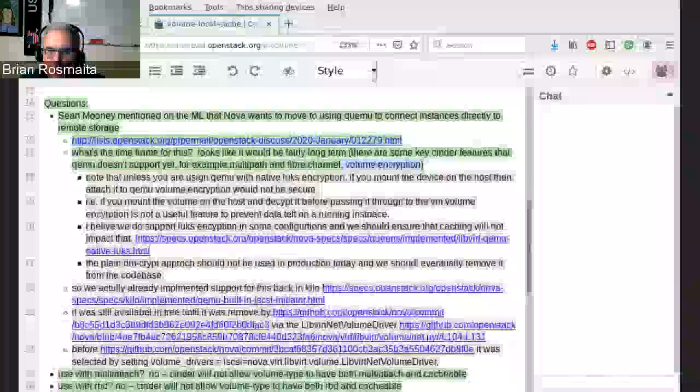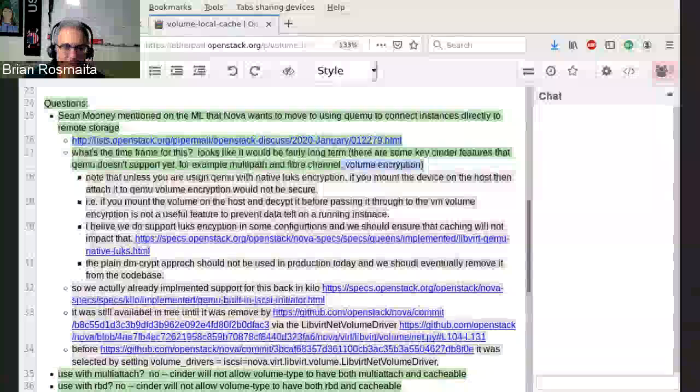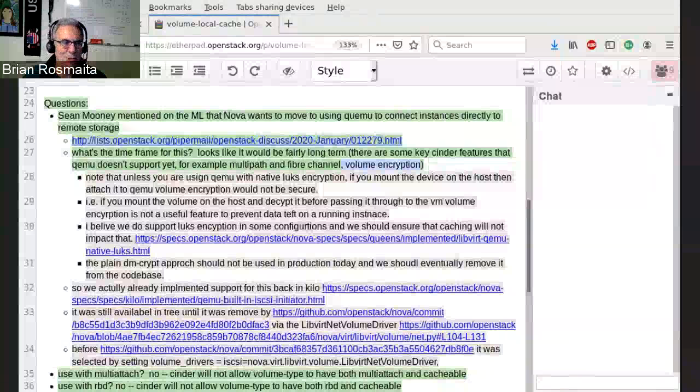All right. So a couple of things that came up, and if you think of other things, please add them to the Etherpad. One question that came up was use with multi-attach. The way we're going to stop that is Cinder's just not going to allow the definition of a volume type that's both cacheable and multi-attach type. So that should handle that.